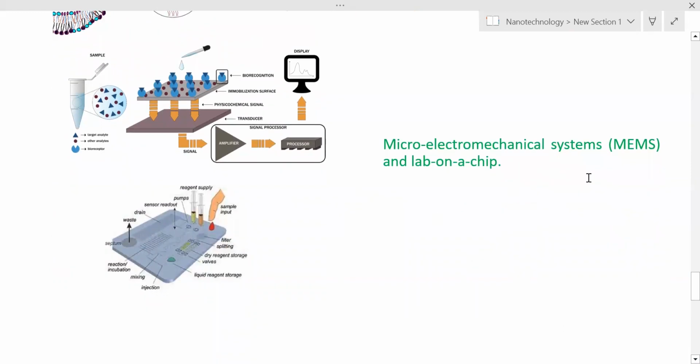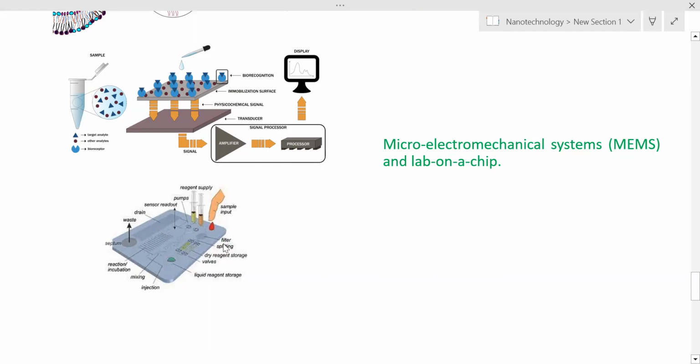Another could be micro electromechanical systems and lab on chip. We know electromechanical systems; when we design them at micro scale, that is called MEMS, micro electromechanical systems. As you can see here, this is one MEMS. It has a transducer, physiochemical signal, immobilization surface, biorecognition, amplifier, and processors. These are the typical things that you find in an electromechanical system or device, but we are able to design them in a micro scale.